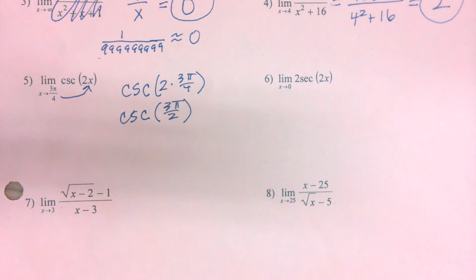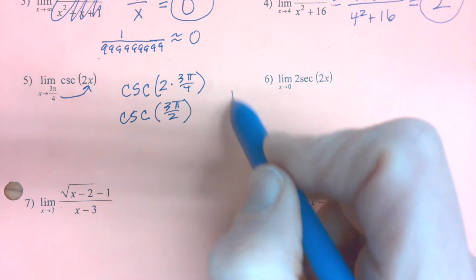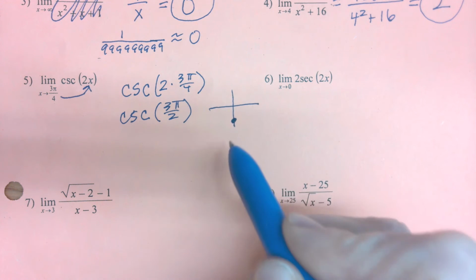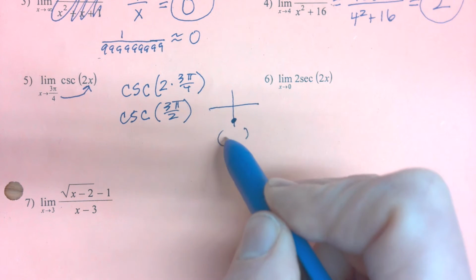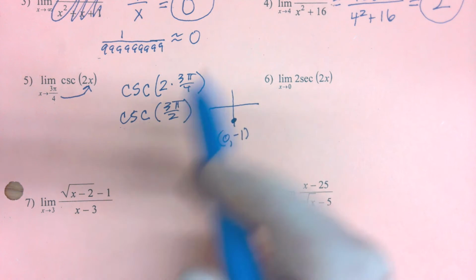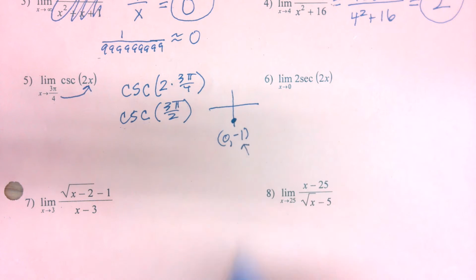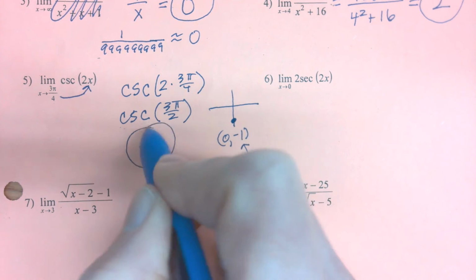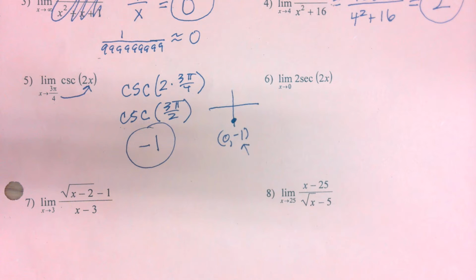If I have a calculator in radians that offers a cosecant, yeah, you can plug it in. But remember, 3 pi over 2 is down here. It's in that bottom point. That's the point 0, -1. The cosecant is the reciprocal of the sine. So I flip the sign, and there is my limit.